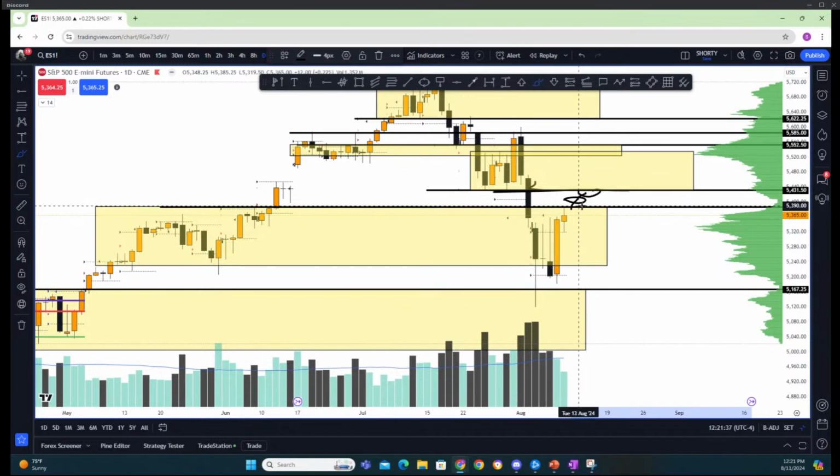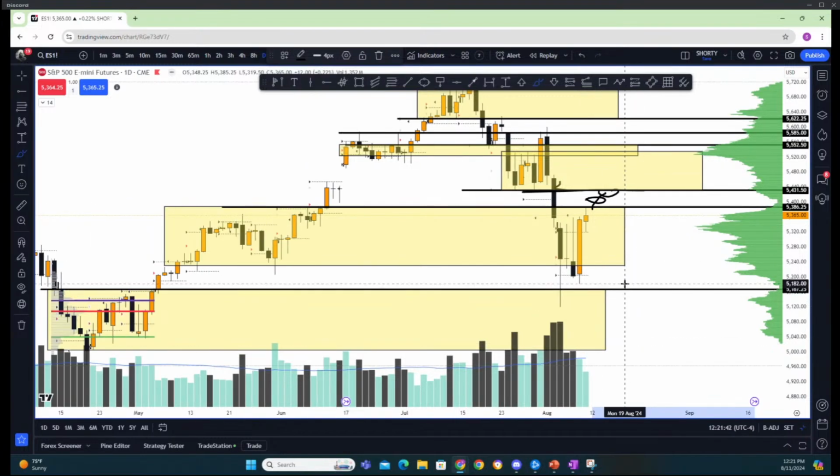And in your class, when you're marking levels for tomorrow, what do you guys think will be the most important level I'm watching tomorrow? 5431. Which one? 5431 or 5386? 5386 is going to be the most important level. And this is not a new level for anyone on this Discord. We talked about this level for about 4 or 5 weeks, right? Tomorrow, this is a pivotal level.